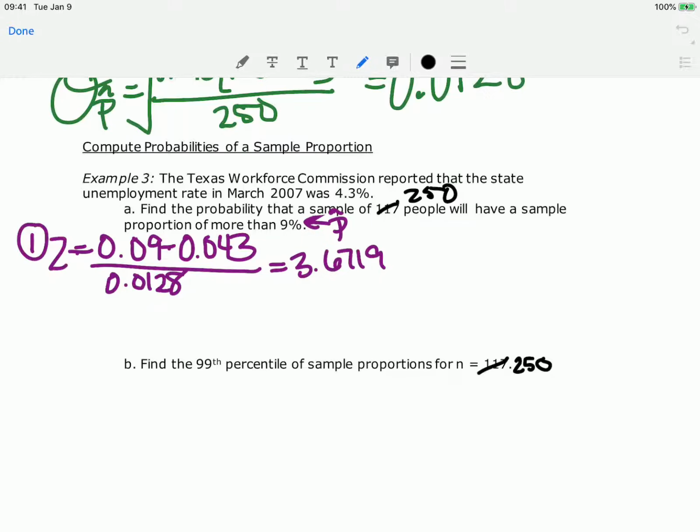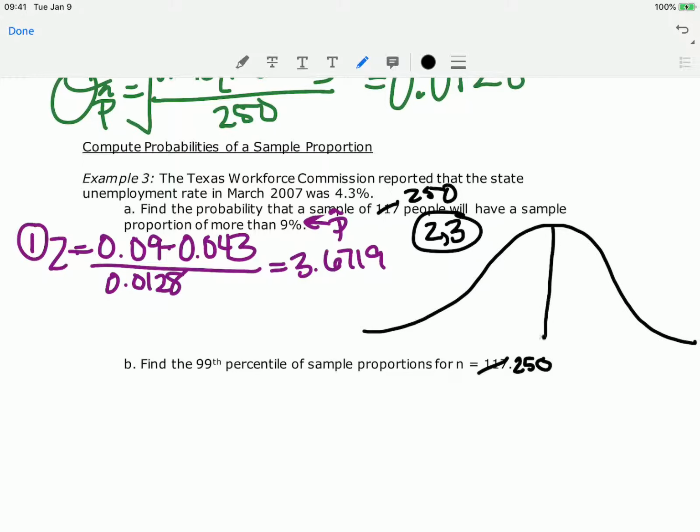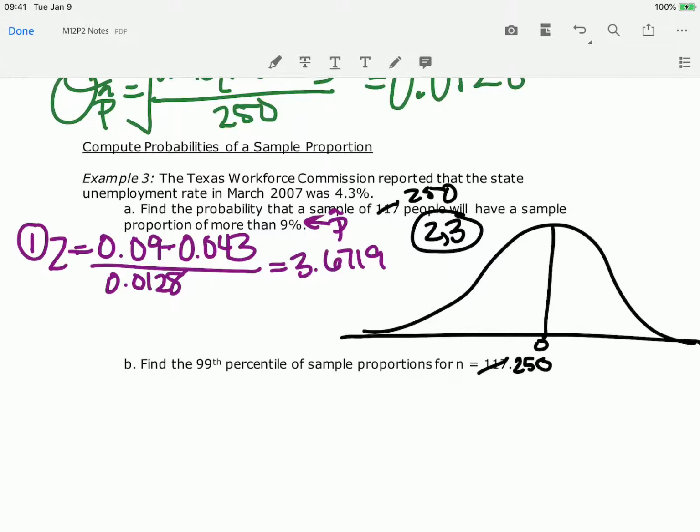So now we can go on to steps 2 and 3. Draw your bell curve. Okay, the mean is still 0. Go ahead and put that line. And then we need to label our z-score so that he's going to be way up here. And then we want to know the probability of it being more than that. So we're going to shade everything above our z-score, 3.6719.